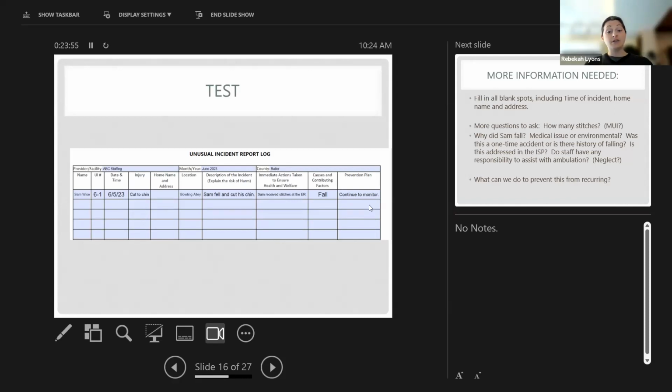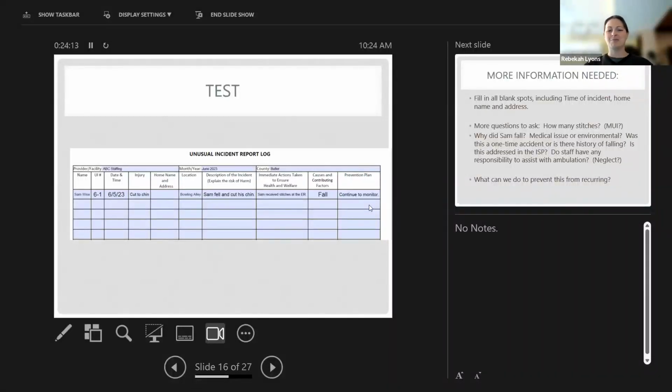Maybe. I think we need to go back and ask why he fell. It could be a whole lot of reasons. So my first thing, I see a blank. So I'm going to ask about the blanks, the home name and address. I'm going to ask about the time, just because that's a rule requirement. You need to have that for your UI log. But then we're not very specific.